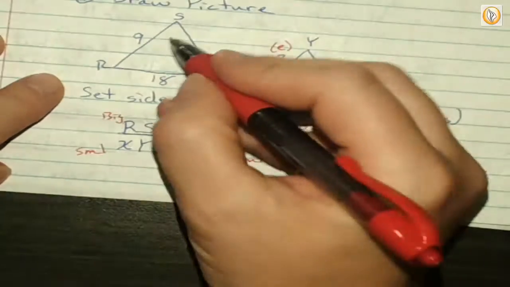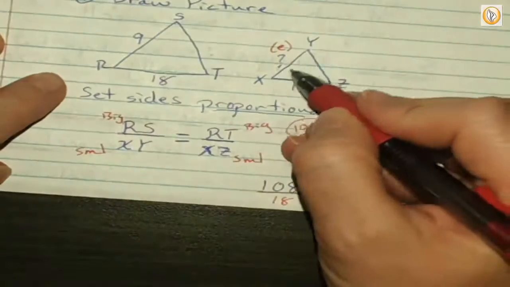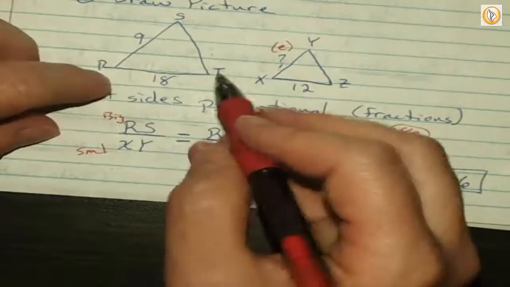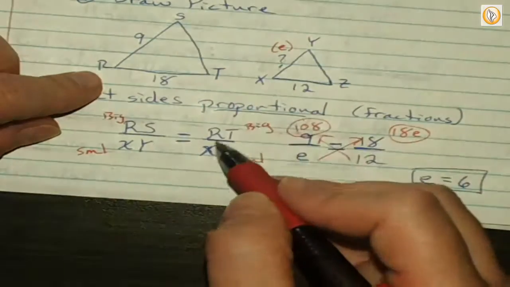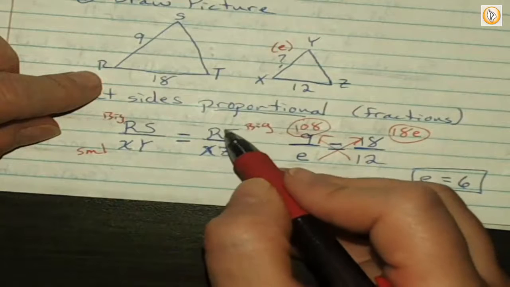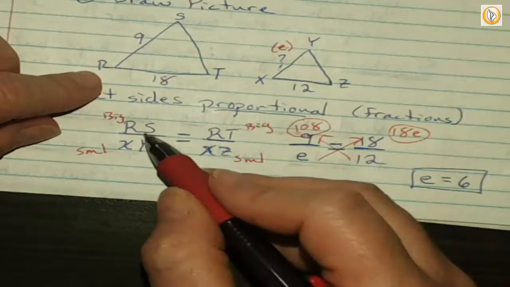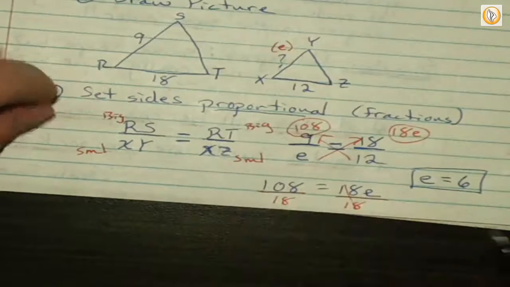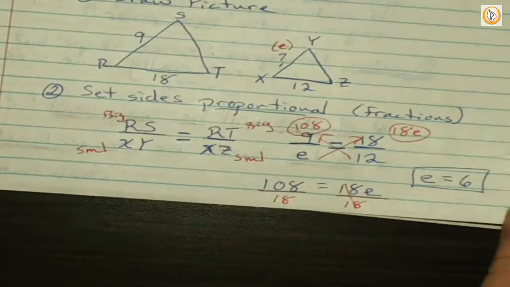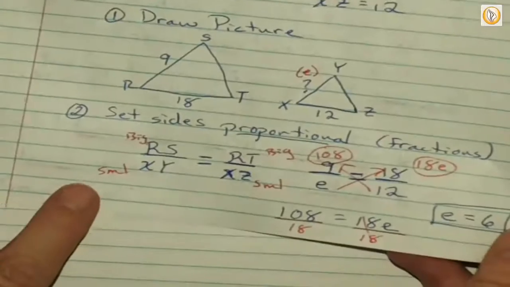RS goes with XY. They should be set up like this. And they should be compared to two sides that already have their measurement. Make sure that you don't accidentally put the small on top and the large on bottom and then reverse it over here. They have to be the same. Anyone have questions about what we did?